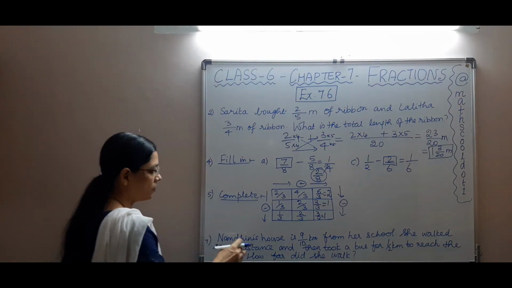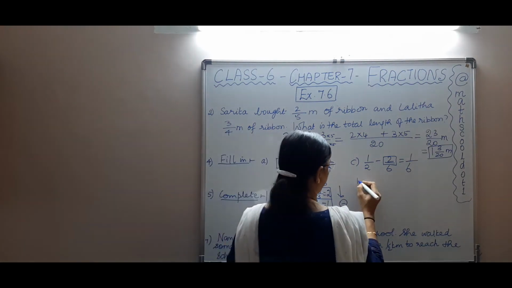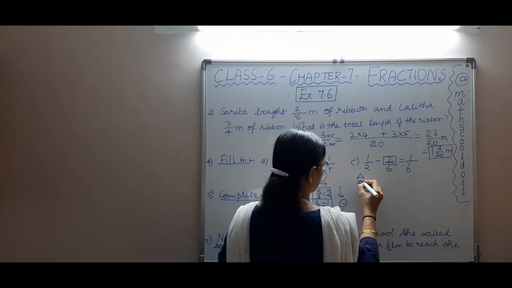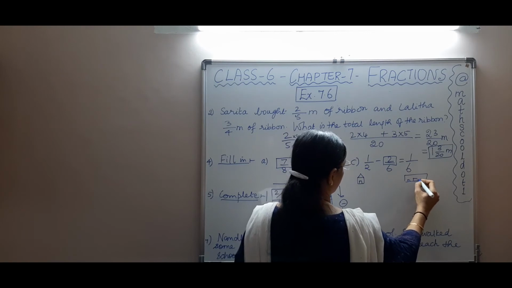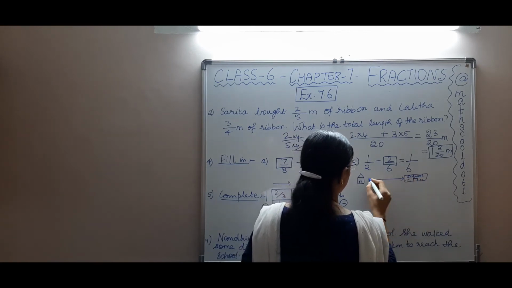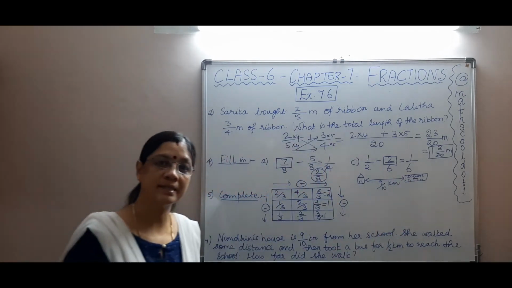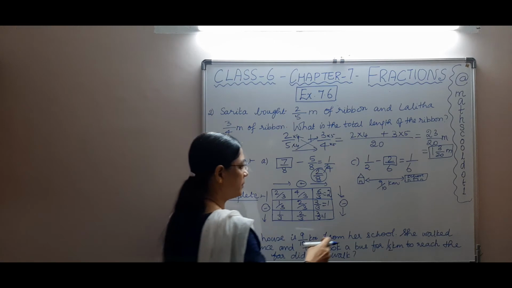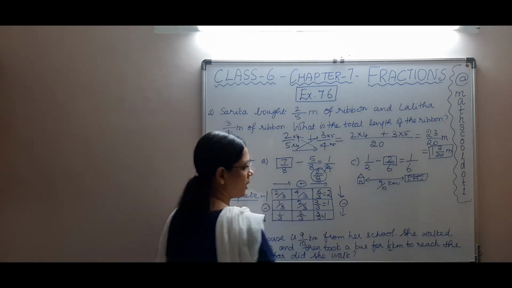Now Nandini's house is 9 by 10 kilometers from her school. See, this is her house and this is her school. Okay, so from house to her school it is 9 by 10 kilometers. The distance is 9 by 10 kilometers from her school. She walked some distance and then took a bus for half a kilometer.